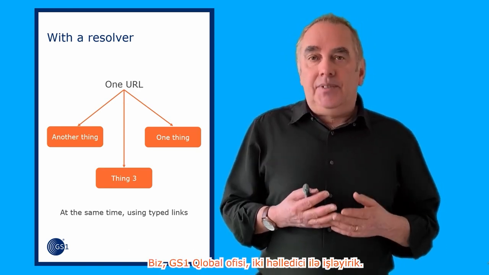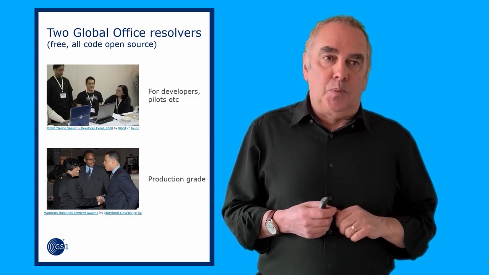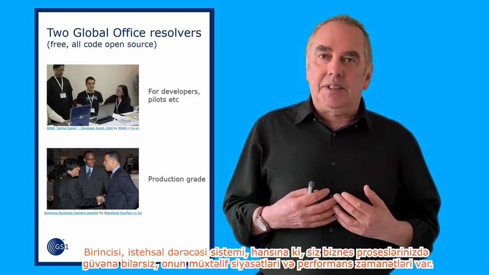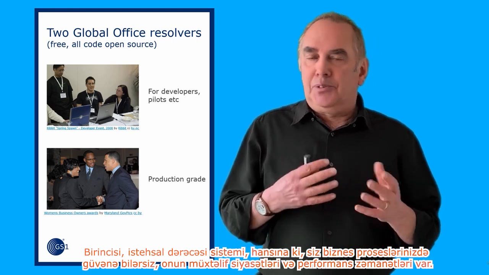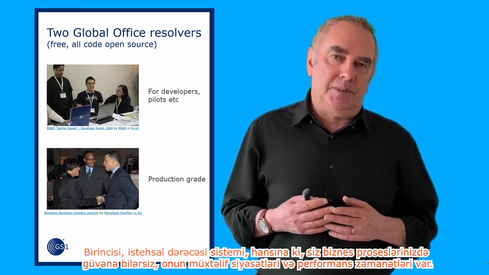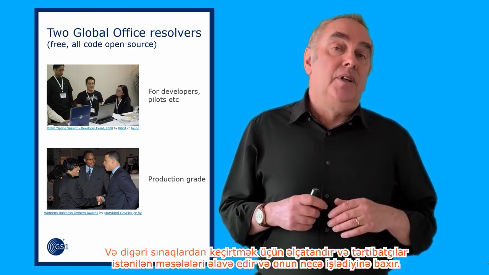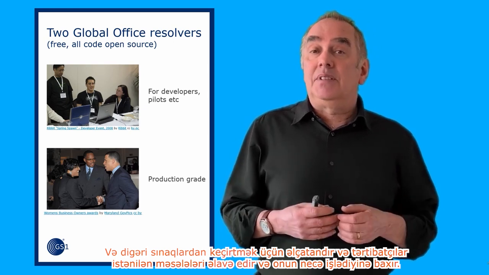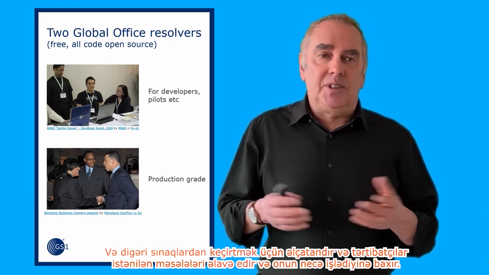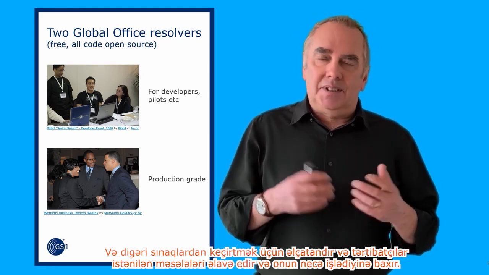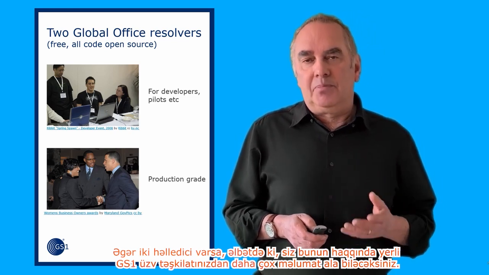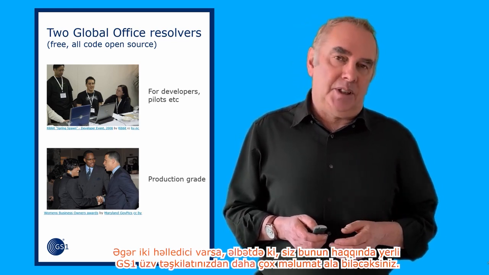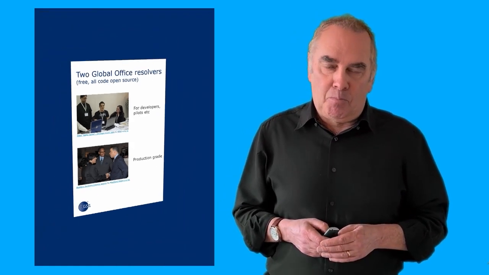Now, we at GS1 Global Office actually operate two resolvers. One is a production grade system that you could potentially rely on in your business processes. It has all sorts of policies around it and guarantees of performance. And there's another one which is available for you to run experiments and test things out, and developers can use it and put in any old rubbish and see how it works. So there are two resolvers, and of course you get more information about those from your local GS1 member organization.